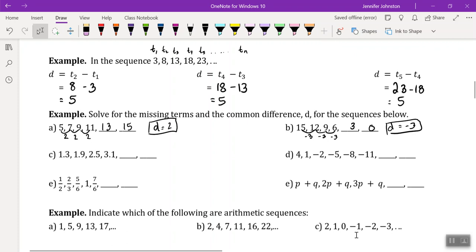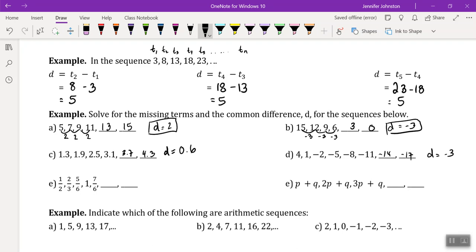Okay, go ahead and try the next two out, and I'll help you out with the last two. For this one, we should have got a common difference of 0.6, which leads to 3.7 and 4.3. And this one over here, you should have a common difference of -3 again. So this is -14, and this is -17.